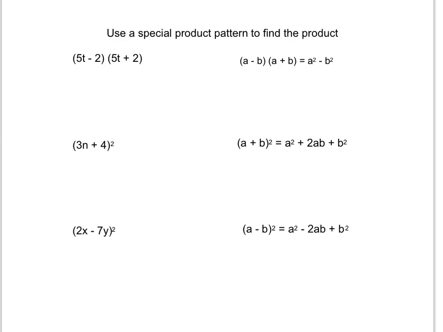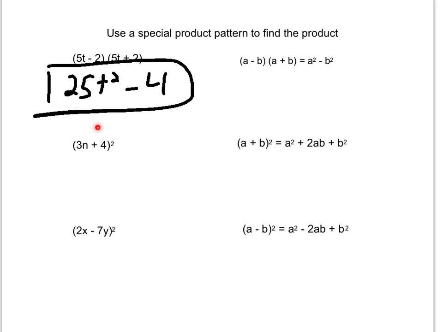Okay? So let's go ahead and throw all three of these together. Here the directions say to use a special product pattern to find the product. Here I've got the same binomial, just one is minus, one is plus. So the pattern is the first term squared minus the second term squared. The first term is 5t, so 5t times 5t is 25t squared minus 2 squared, which is 4. Done.